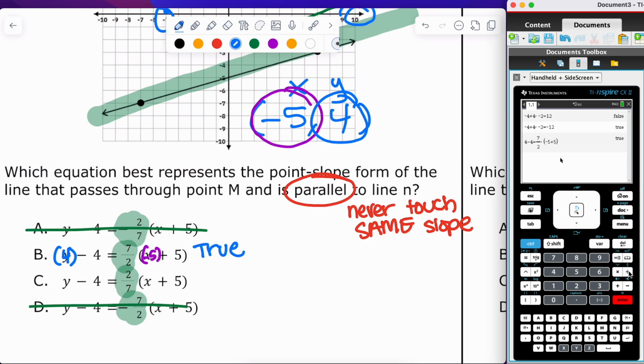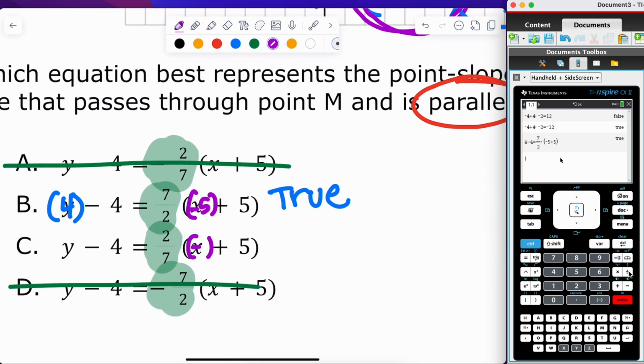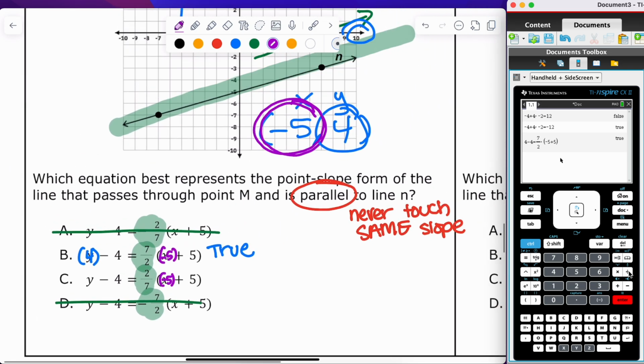Okay, I'm going to try my last one real quick just so we can practice. So remember, -5 goes for x, so put parentheses around x and put -5. And then put parentheses around y and put 4. Now we're going to plug that into the calculator exactly like we see it. Parentheses 4 minus 4 equals, control divide to get that fraction, 2 over 7, parentheses again, -5, plus 5.